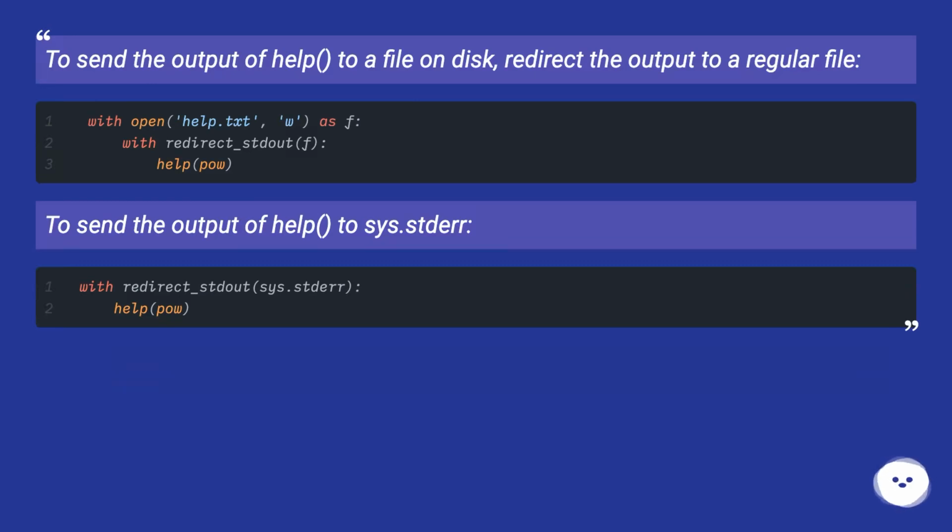To send the output of help to a file on disk, redirect the output to a regular file. To send the output of help to sys.stderr.